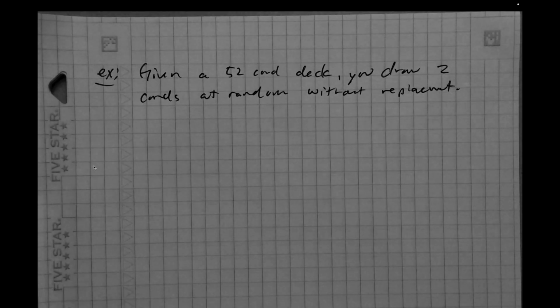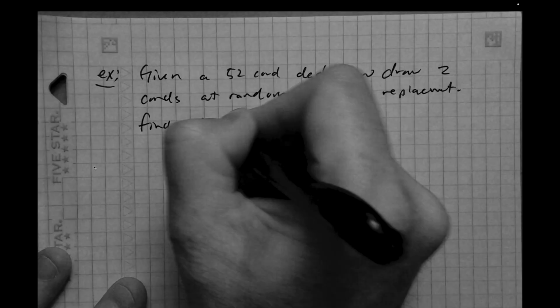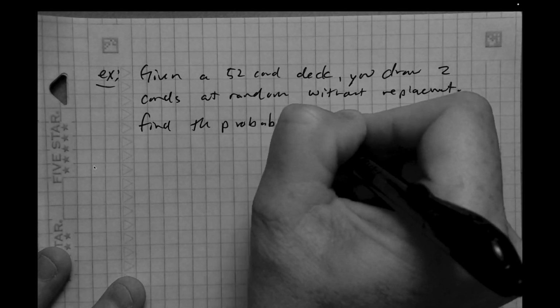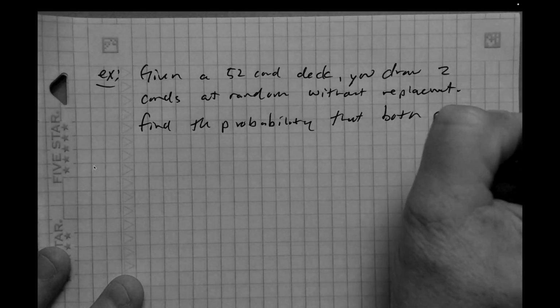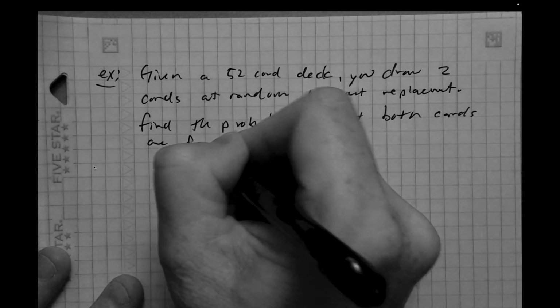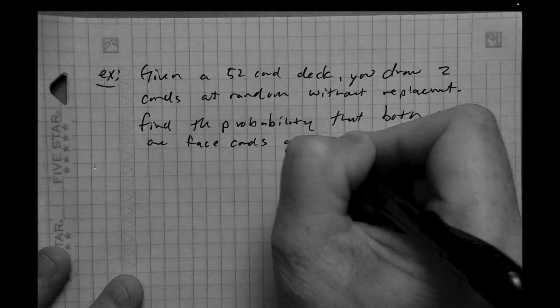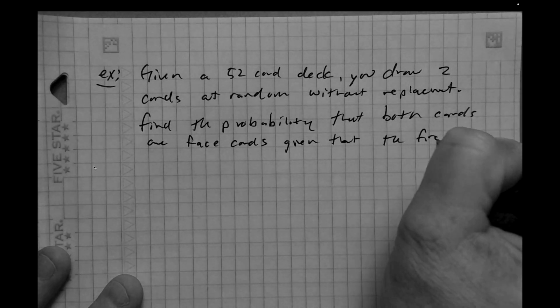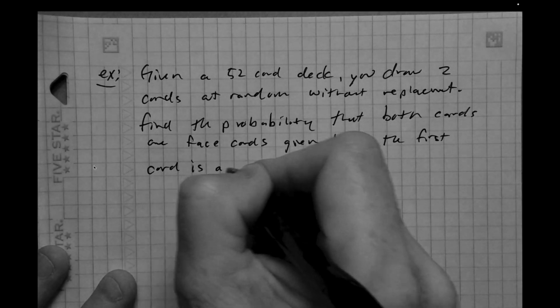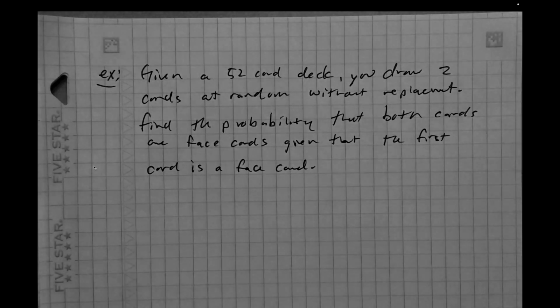Okay. And what we're interested in is the probability that both cards are face cards given that the first card drawn was. So find the probability that both cards are face cards given that the first card is a face card. Another way to say this is to say, find the probability that the second card is a face card given that the first is a face card.